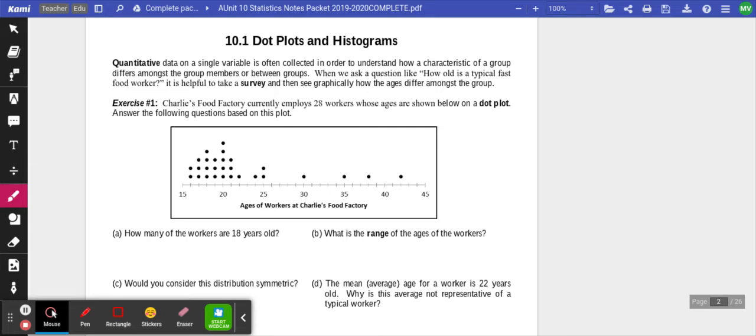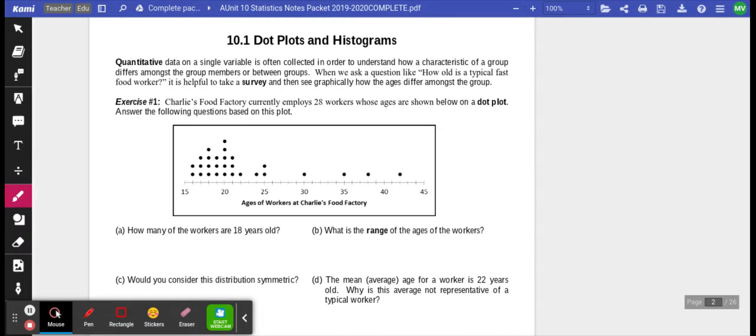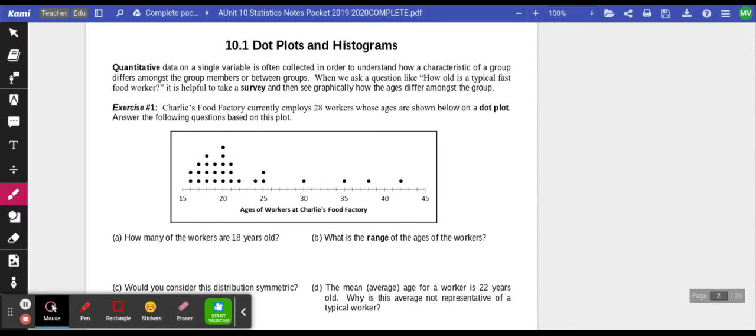Hello, everyone. Today we're starting chapter 10, and today we're going to talk about dot plots and histograms. Quantitative data on a single variable is often collected in order to understand how a characteristic of a group differs amongst the group members or between groups. When we ask a question like, how old is a typical fast food worker? It's helpful to take a survey and then graphically show how the ages differ amongst the group.